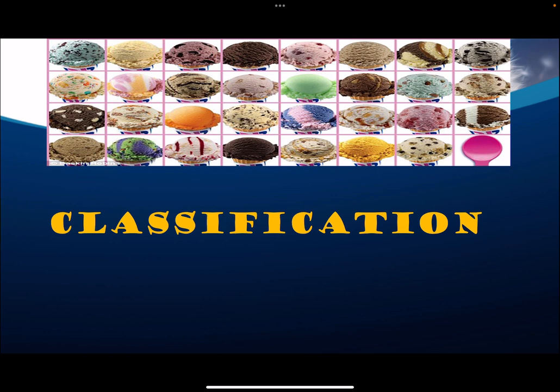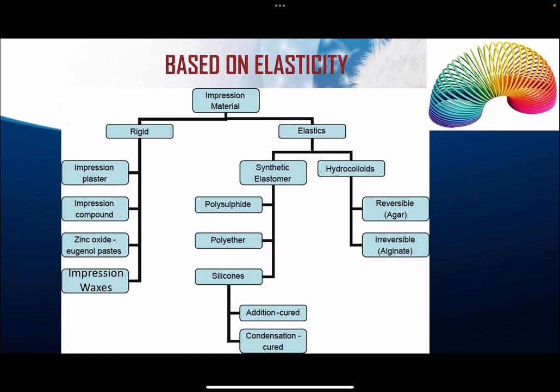Classification of impression materials. Impression materials can be broadly classified into rigid and elastic. Under rigid or inelastic impression materials come impression plaster, impression compound, zinc oxide eugenol impression pastes, and impression waxes. Under elastics come the elastomers as well as hydrocolloids.